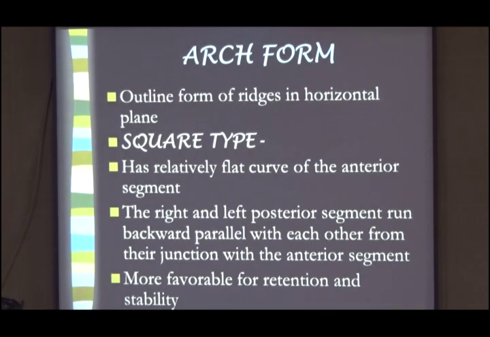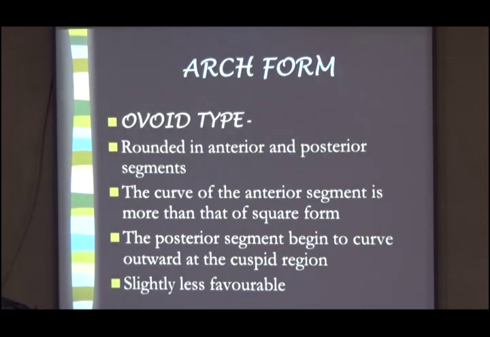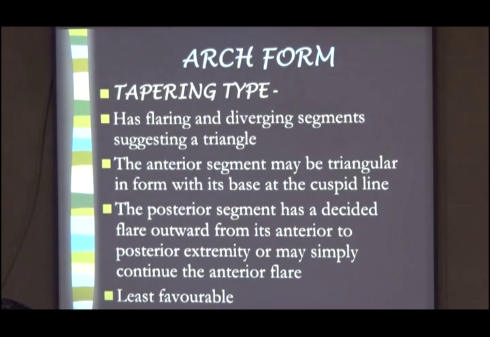It is the ability of the processes to resist forces acting towards the ridges, towards the path of insertion. Away from the path is retention, towards the path of insertion is support. Stability is horizontal. So ovoid arches are slightly less favorable than the square type of arches. Tapering ones are least favorable.